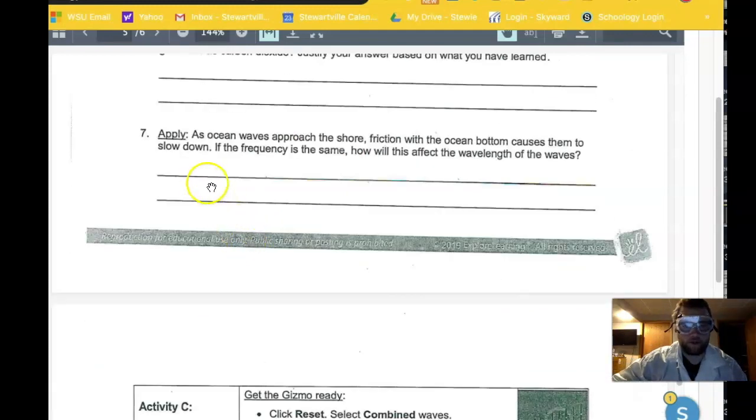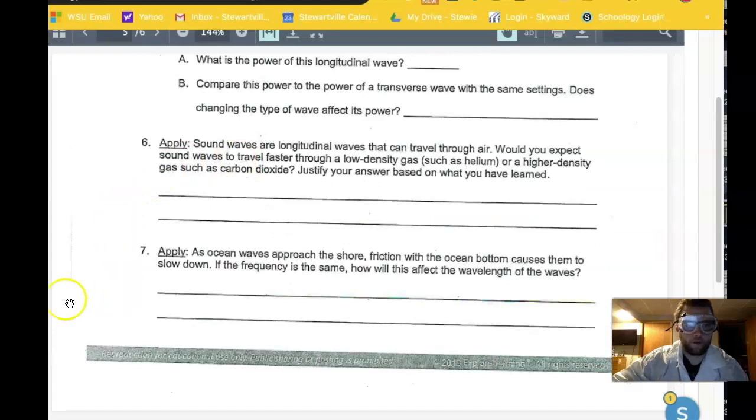And then for number 7, as ocean waves approach the shore, friction with the ocean bottom causes them to slow down. If the frequency is the same, how will this affect the wavelength of the waves? So waves in water, when they get closer to the shore, interact with the ocean bottom and that friction, and you need to tell me how this is going to affect the wavelength of the wave. All right. Once you do that, you will be done with activity B.